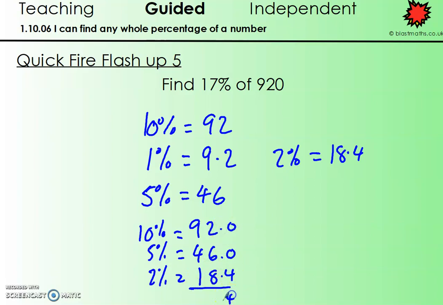So I'm going to add all these up. So that gives me 0.4 there. That's 14, that's 16, 10, 14 and 15. So I get 156.4. There are many different ways of solving these questions.